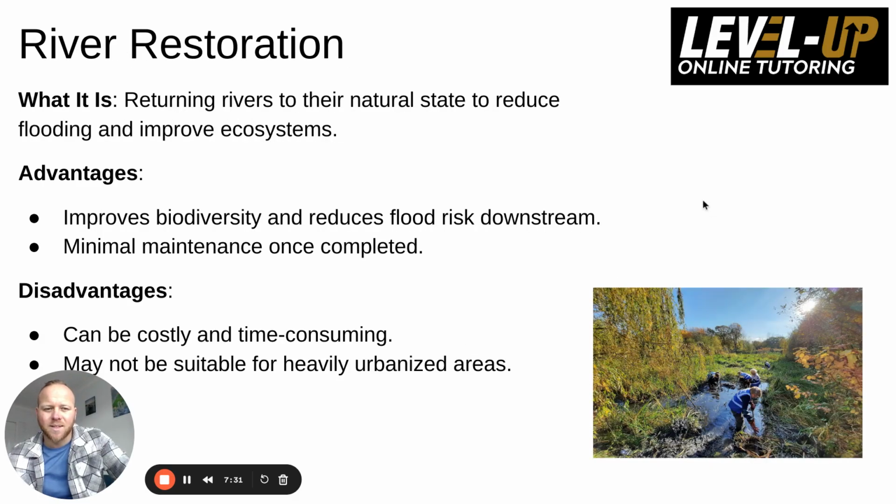And the last one is this idea of river restoration, which is literally what it says. You're just restoring the river back to its natural state. Maybe you've straightened the river channel or built a flood relief channel or built a dam. It's basically reversing anything you have already done to it. And if you're doing that, it's going to improve biodiversity. The wildlife's going to come back really quickly. It's going to reduce flood risk downstream because the river's going to slow down. And once it's done, you just let nature take its course, so there's minimal maintenance.